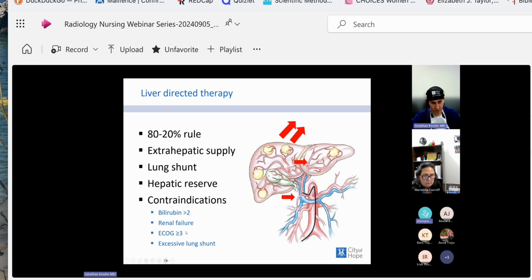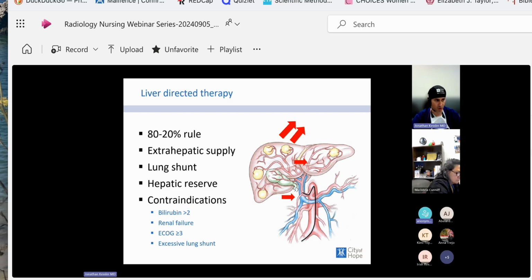ECOG status, this is performance status. Again, what I said in the beginning, remember the staging of patients: what treatments are available to them really depends on how sick they are otherwise. So if patients are very, very sick, that may not be a good candidate we want to treat. And again, an excessive lung shunt. If I'm injecting into the liver because I'm trying to concentrate the drug in the liver, but all of that is going right through the liver and out into the lungs, that may not be a very effective treatment either.